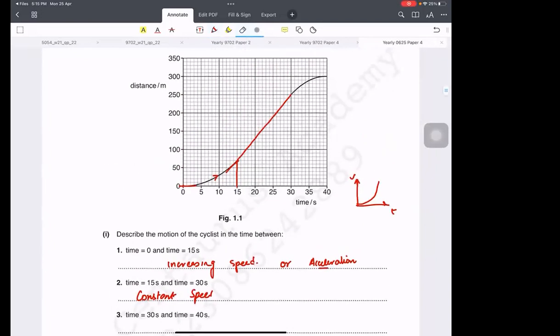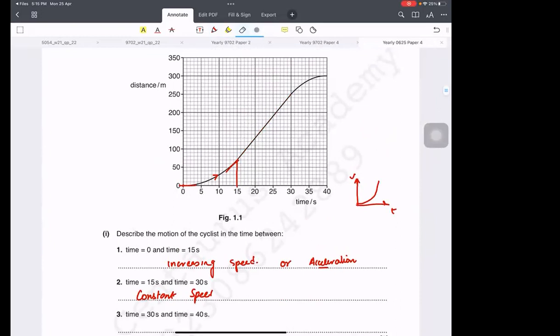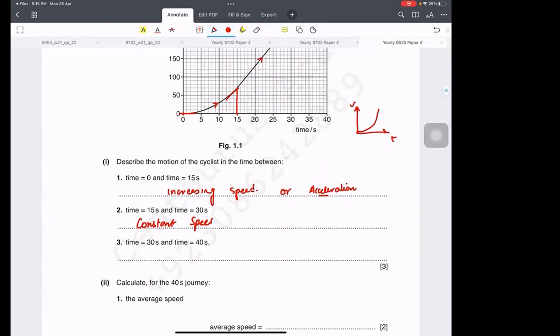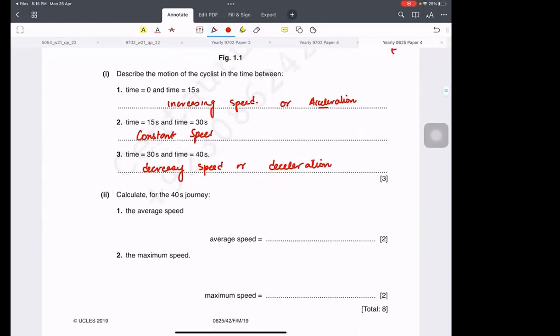because it's a straight line. Then the next section, 30, it is a decreasing speed. Now you can write decreasing speed or deceleration. Just deceleration, do not elaborate it.